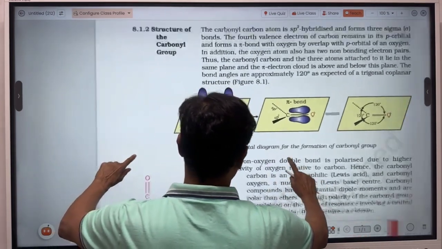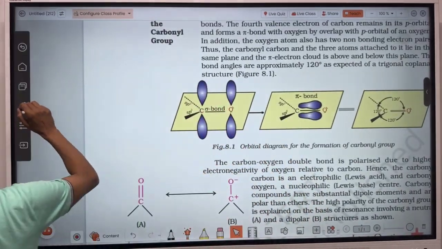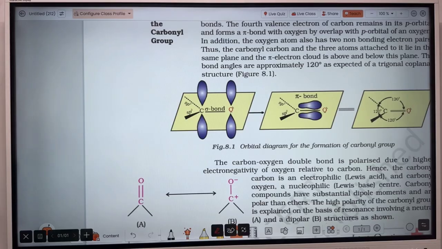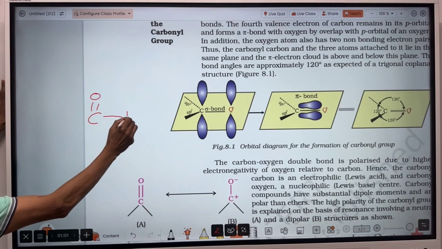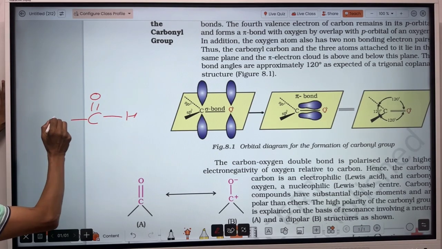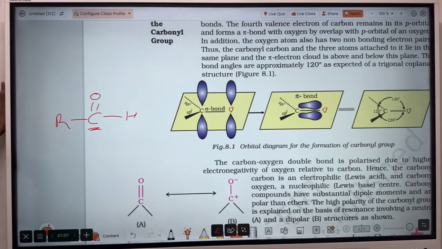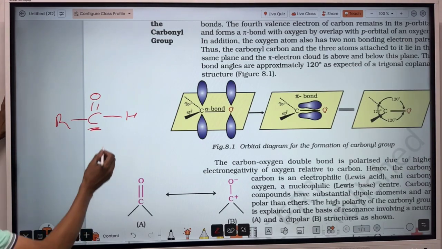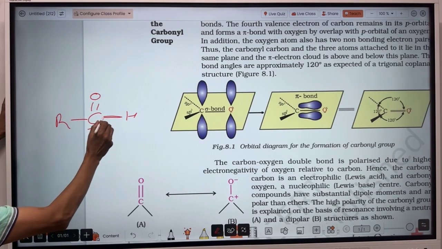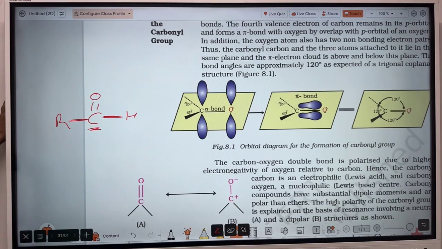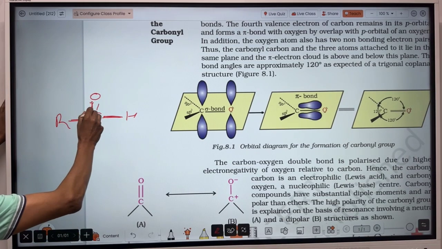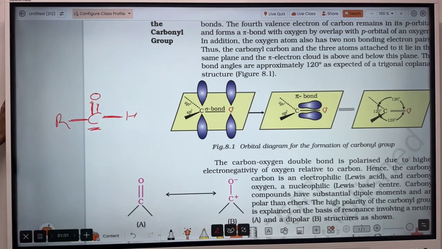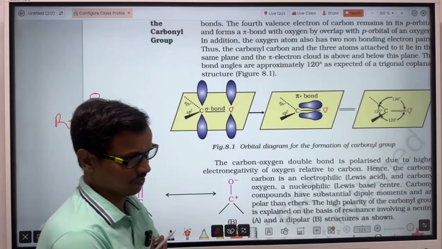Then after, let's see about the structure of carbonyl group. Watch out here, such a drawing. So watch out here, the hybridization of this carbon is what? sp2. How? Because this carbon is forming 3 sigma bonds: one with hydrogen, one with the carbon of the alkyl group, and 1 sigma bond with oxygen.